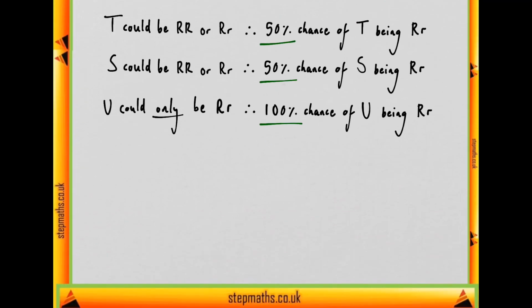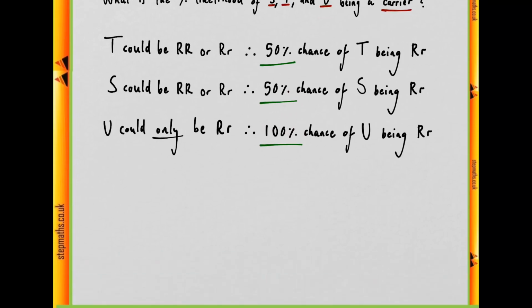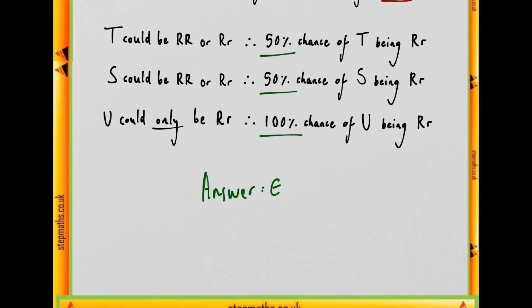So we can say that our answer is that S has a 50% chance, T has a 50% chance, and U has a 100% chance, and we can say that this corresponds to row E in our answer table.